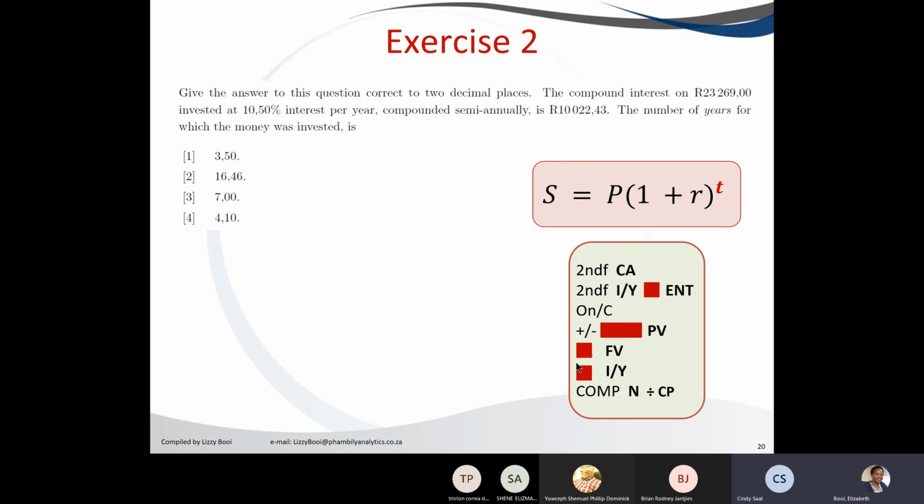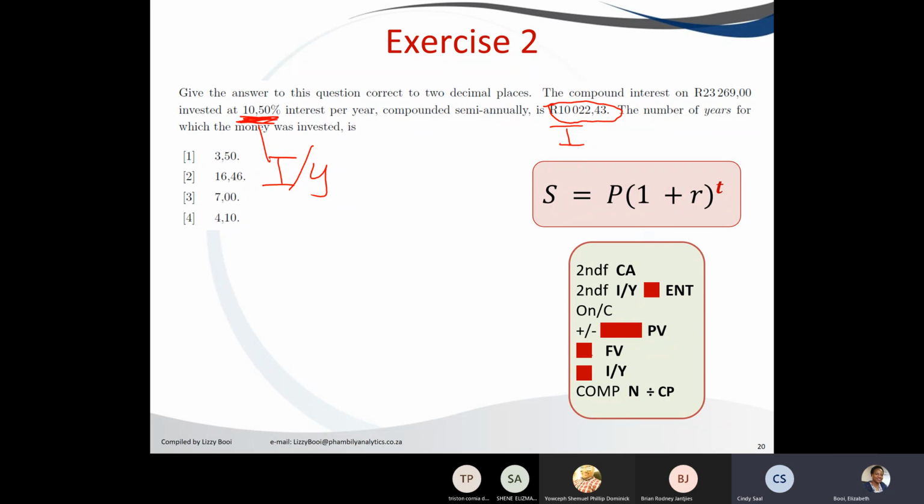Okay, thank you. So not the interest amount, but the interest rate, which is the I/Y. It is your 10.5. I was looking at the 10,022.43 and thought that's the interest amount, but the I/Y is the rate. This is your interest amount. But I don't need to use it in this calculation? No, you don't use it, but it can help you get some value.